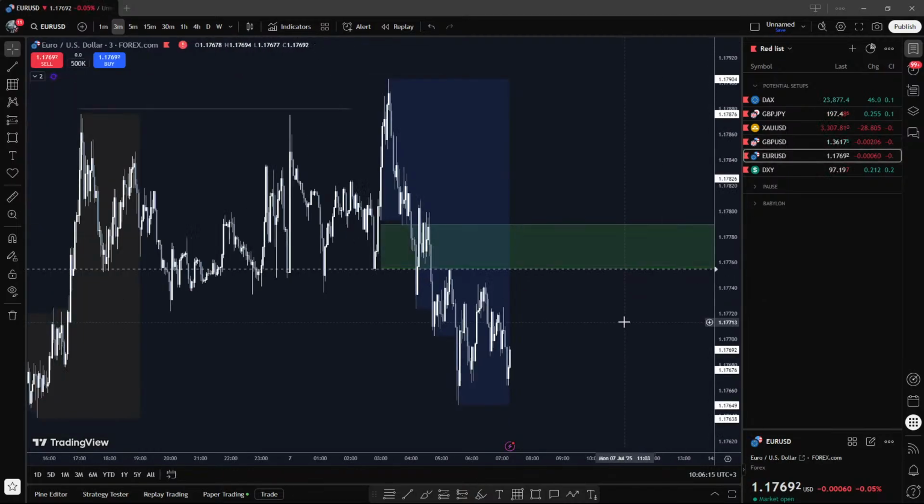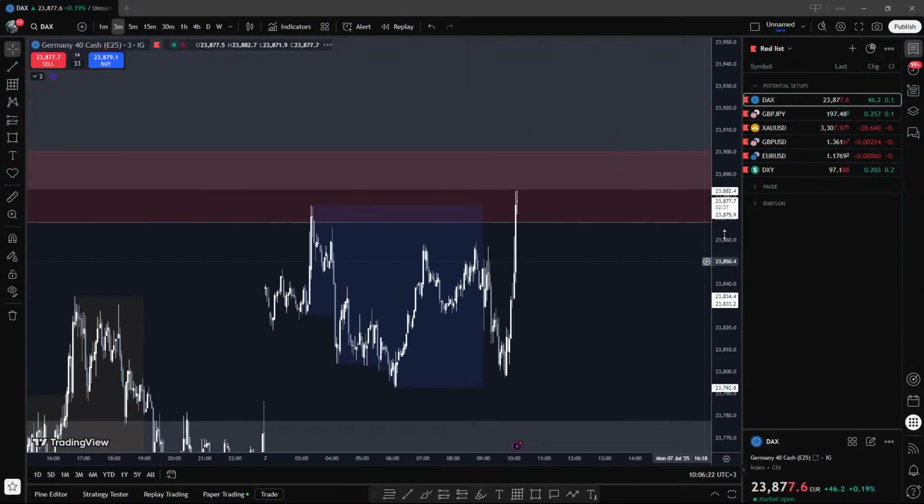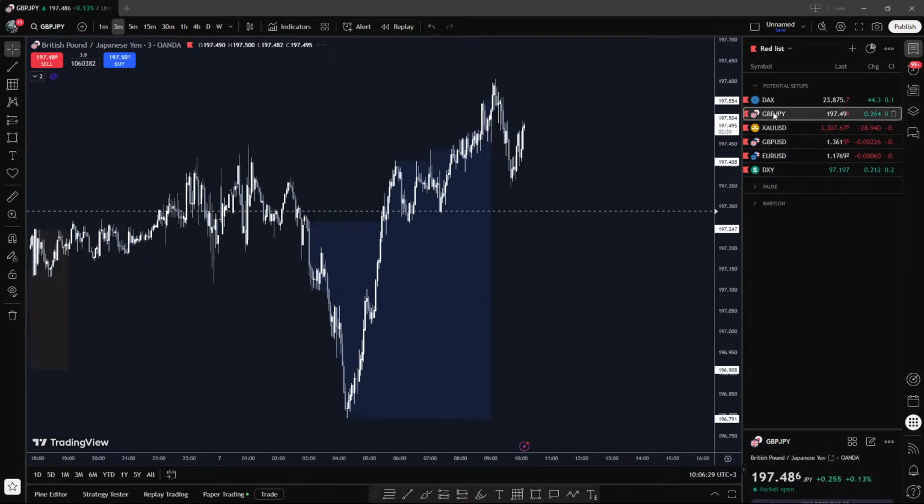Bro, Euro stuck as well. What is happening, bro? Okay, it ended up displacing anyway, so we don't really care. But I don't know why TradingView pairs are getting stuck, but yeah, whatever.